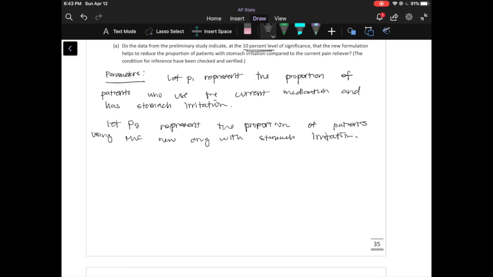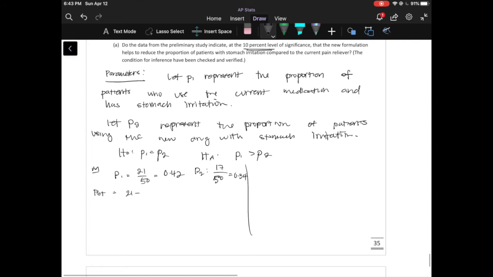So in this case, we're saying that H0 is P1 equals P2, and HA is that P1 is greater than P2 because we want the new medication to reduce the amount of stomach irritation. So what does this mean? So here's our math. P1 is equal to 21 over 50, which is 0.42. And P2 is 17 over 50, which is 0.34. P total is 21 plus 17 over 50 plus 50. So this is 0.38.